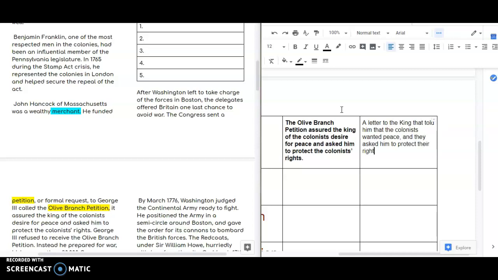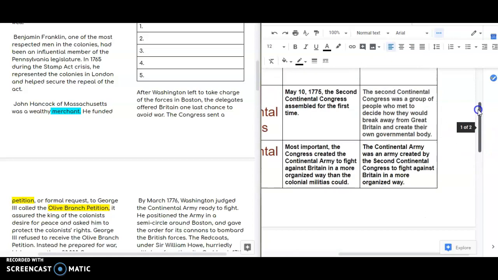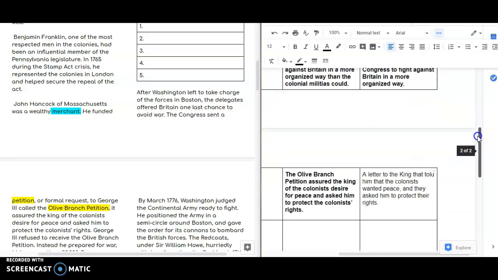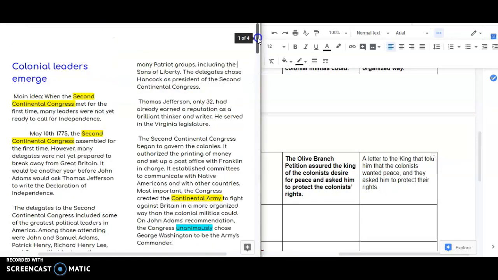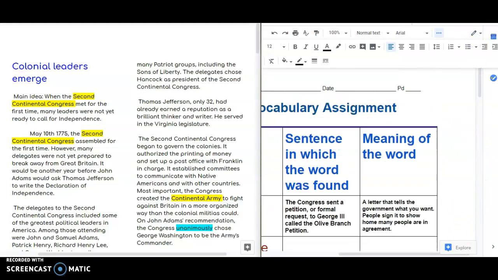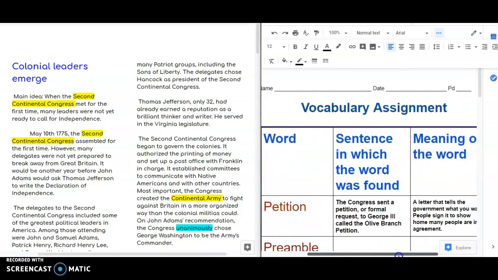So this is how I want you to do the vocabulary, Chapter 5, Section 4 vocabulary. You're going to use the reading that I'm going to post shortly to be able to complete this vocabulary assignment. Make sure that you write your name at the top so I'll know who you are when you submit it in Google Classroom. That's all. Stay safe and stay healthy.